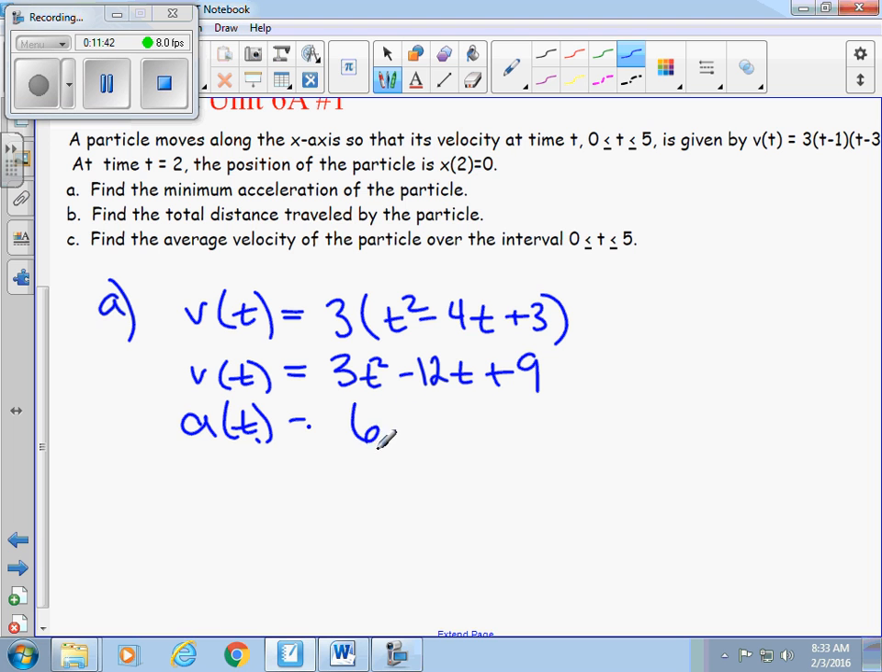So the acceleration is 6t minus 12. Everyone agree? I could. Before I do that, let's get a game plan. This is v prime, right? Is setting v prime equal to 0 going to give me minimum acceleration? What's it going to give me the minimum of? Velocity, right? So I have to take the derivative. Okay.